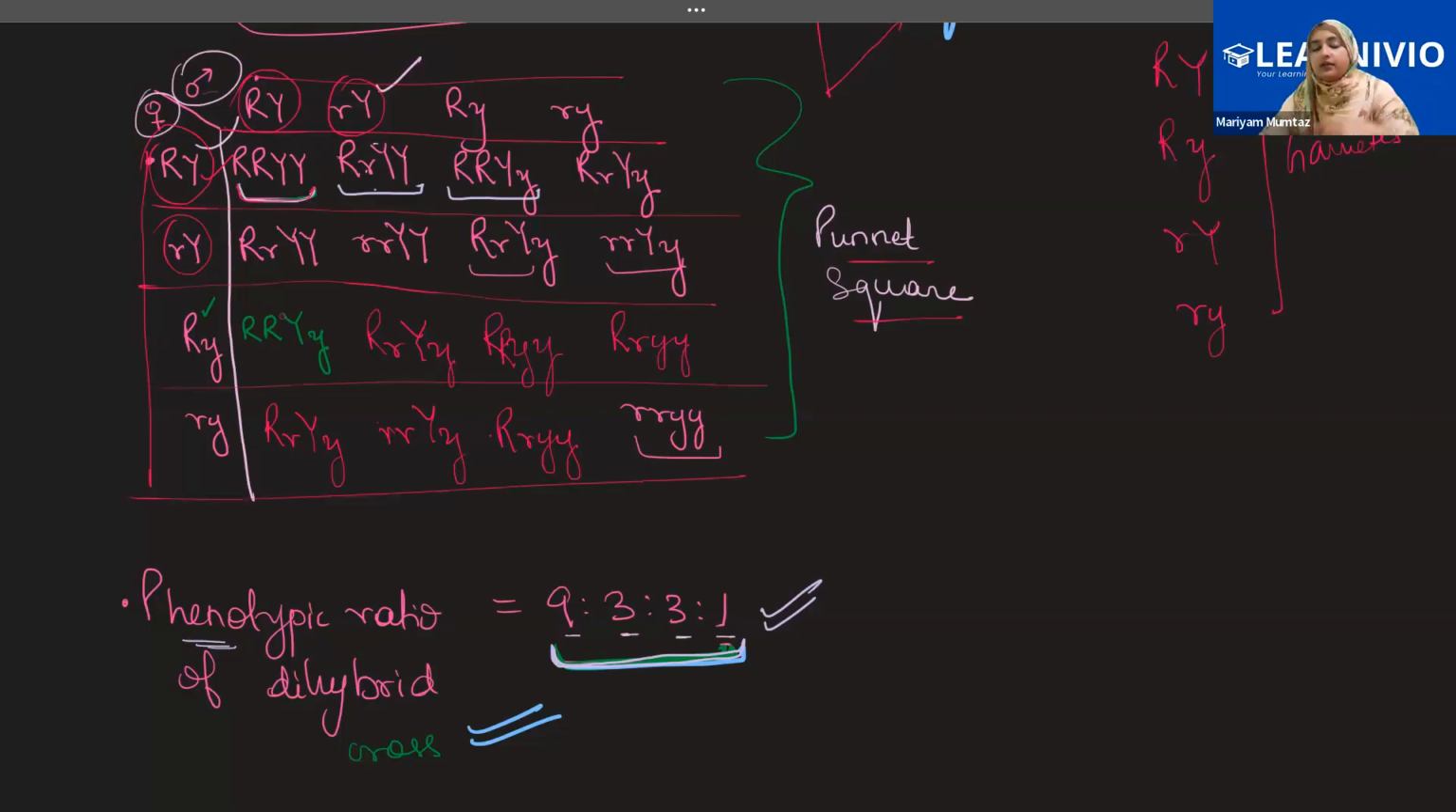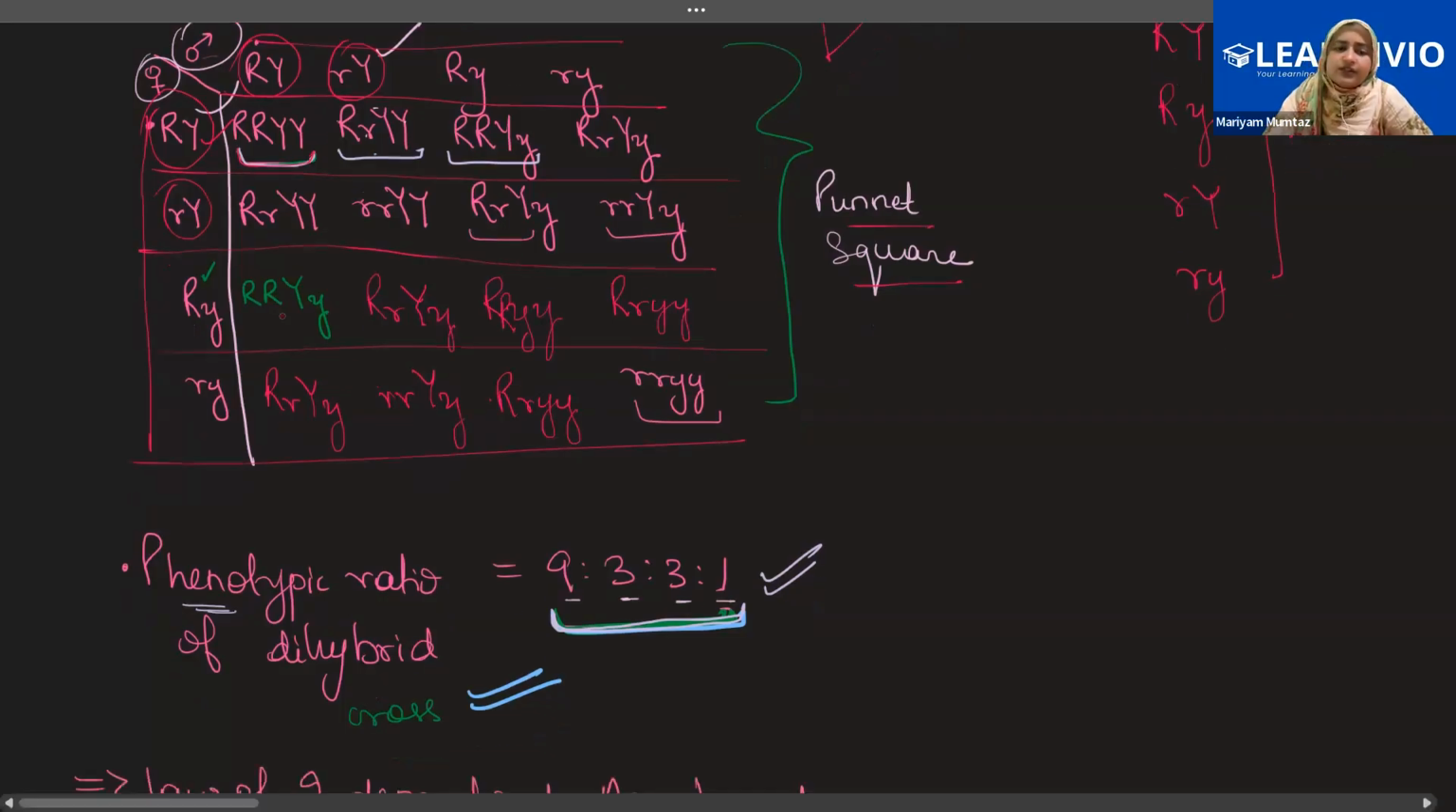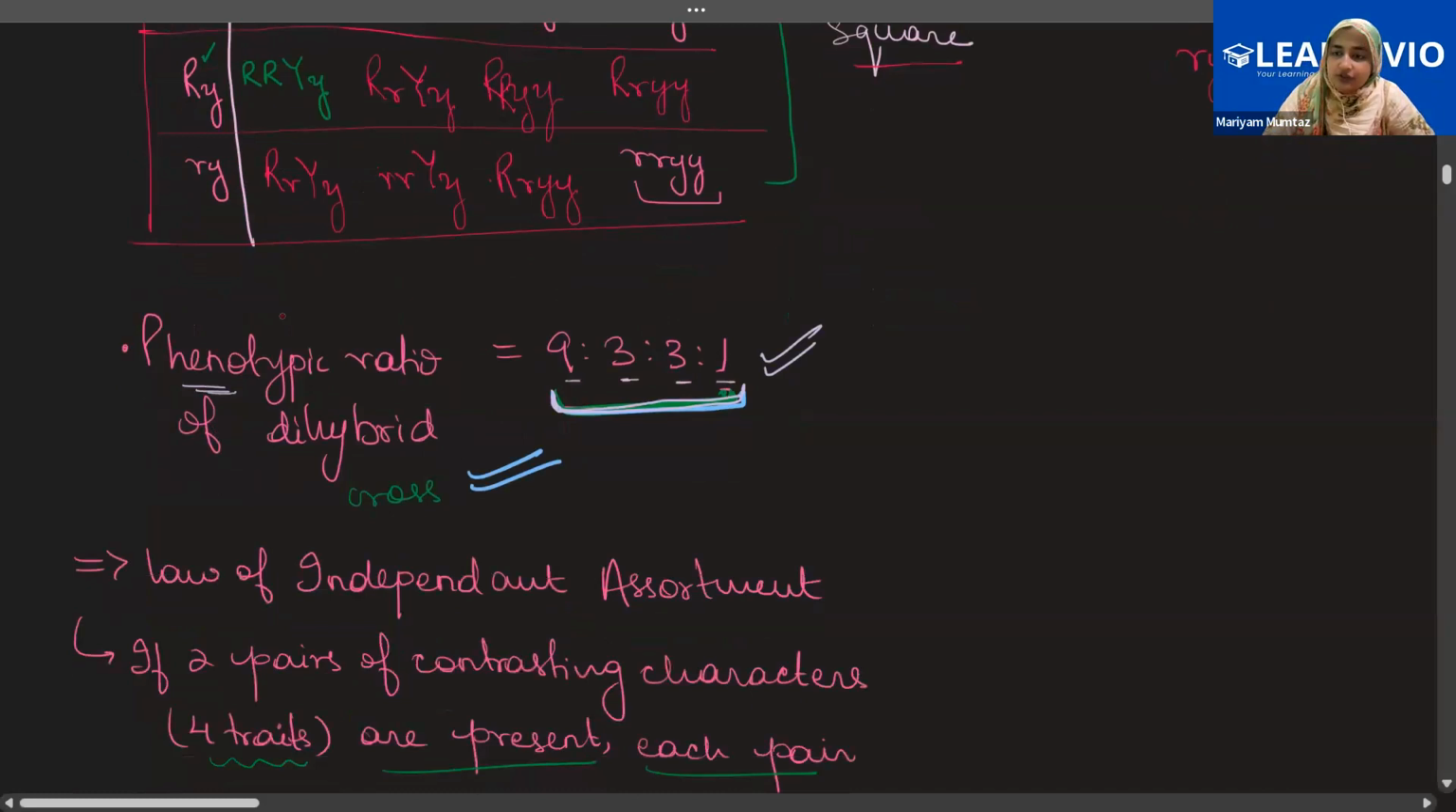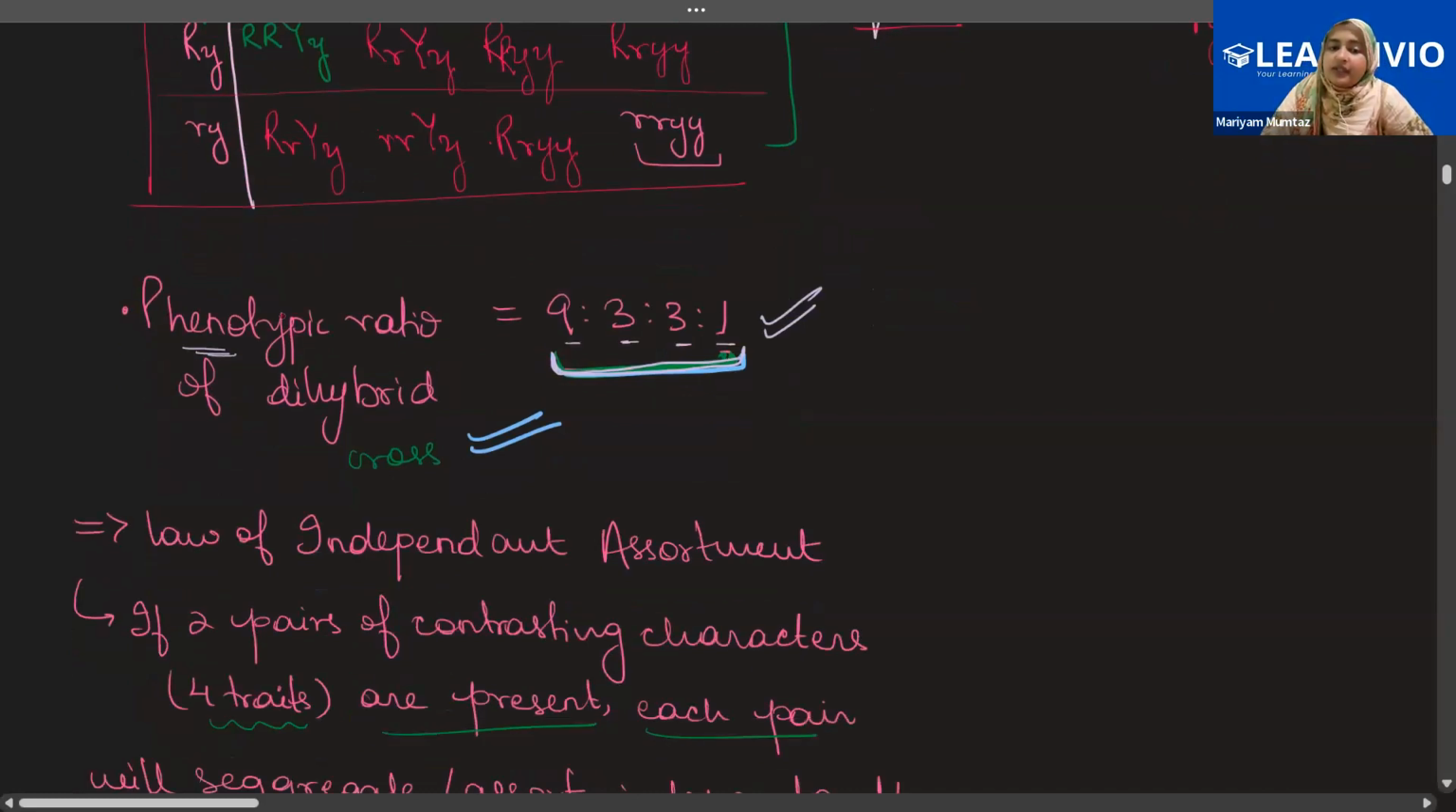Out of all of the possible phenotypes, only one of them is a pure recessive condition. Rest all of them are heterozygotes. And ultimately, when you count, the phenotypic ratio comes out to be 9:3:3:1. Clear? Yeah.